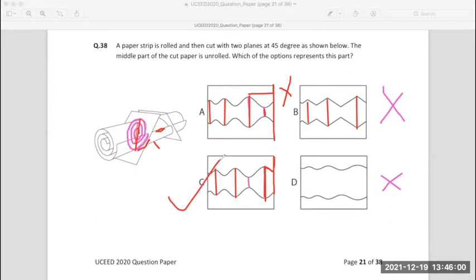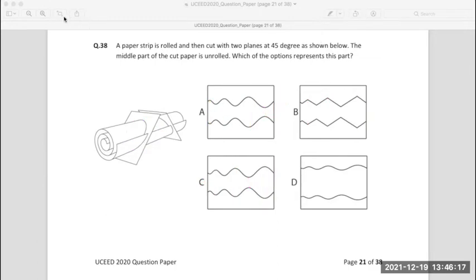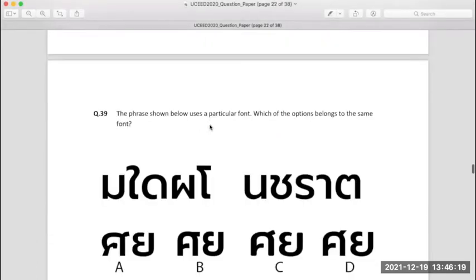Is samajh mein aaya ye? How did I arrive? Yes, ma'am. Okay, fine. Anybody has any doubt? Okay, fine. Okay, we'll move to the next one.